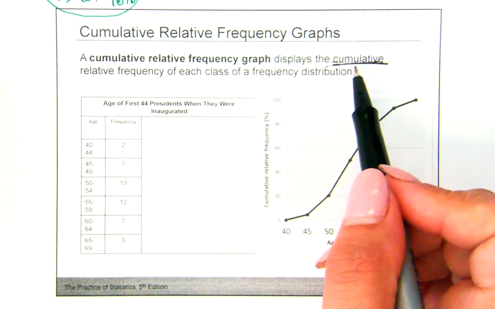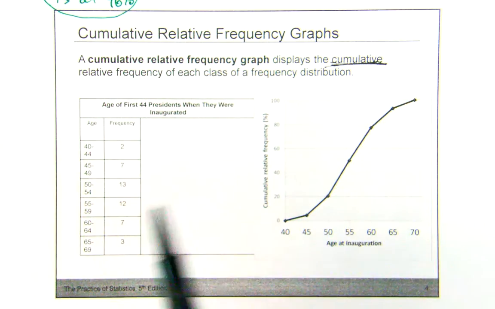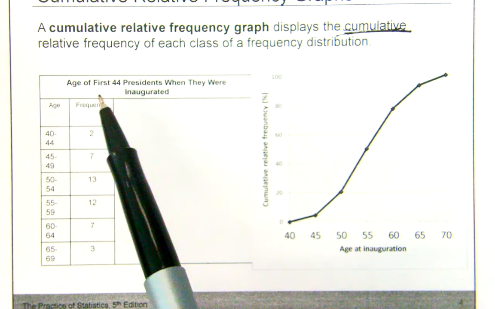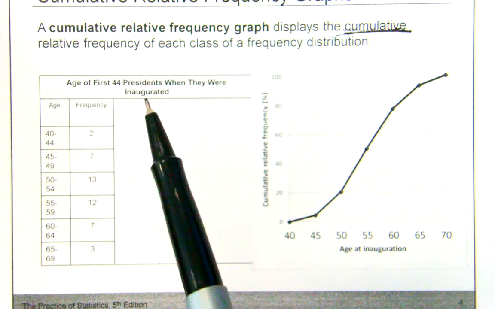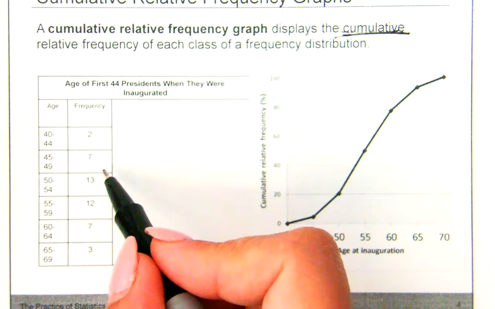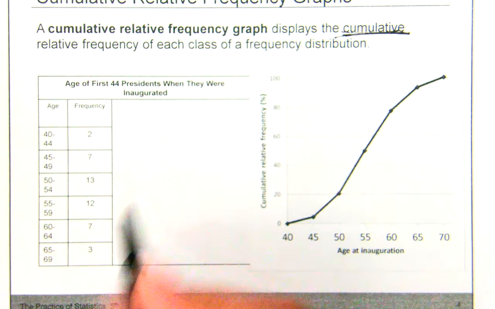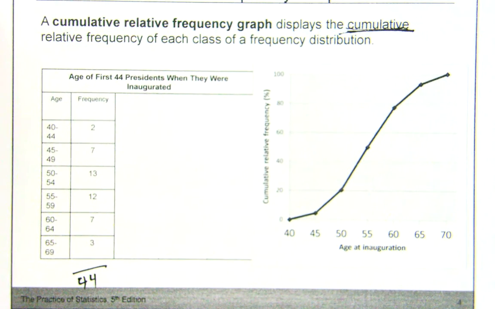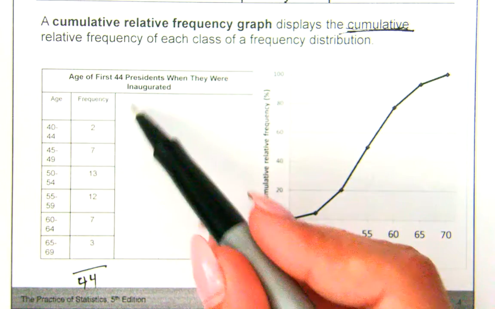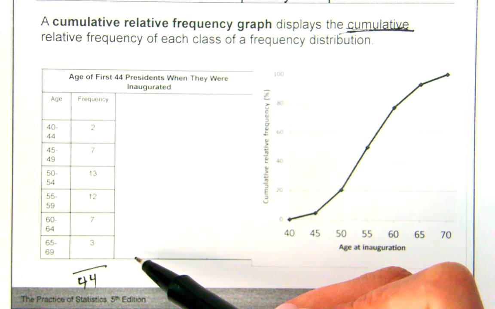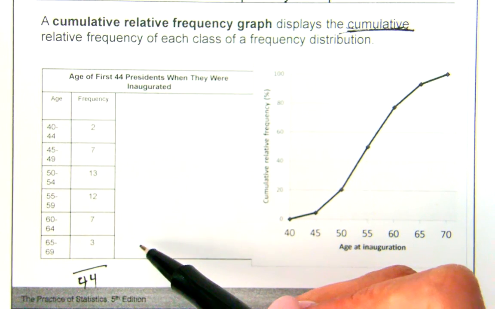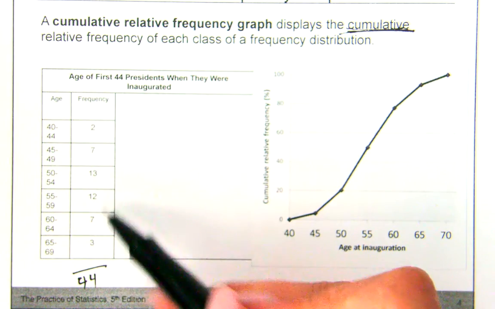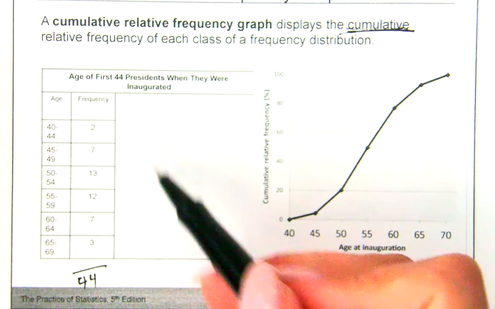The cumulative is just going to be a little bit of a tweak on the relative frequency that you've usually done. So we have here the age of the 44 presidents when they were inaugurated. If you take the 2 plus the 7 plus 13 plus 12 plus 7 plus 3, it should add up to 44, because we're going to have 44 presidents here. So the relative frequency you know how to do. We've taken it many, many times. You take the 2 divided by 44, 7 divided by 44, 13 divided by 44, and so on. You've done the percents before.